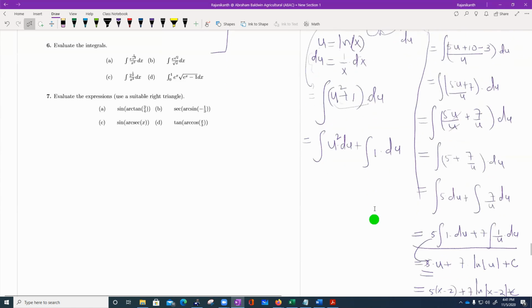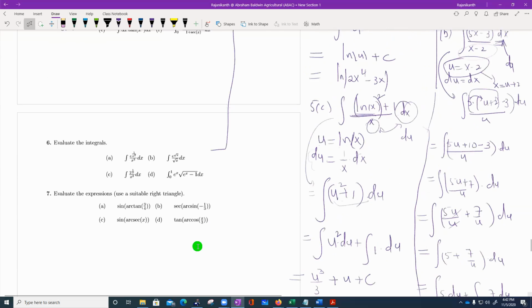Now we are good. Use the power rule for the antiderivative. So u squared is going to be u cubed over 3. Plus the antiderivative of 1 is simply u, plus constant. Now I found the answer. Now go back and change it to the original variable. So my u was ln x. Makes sense, right?